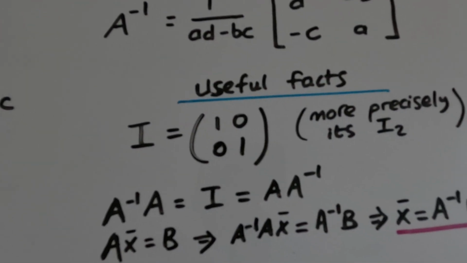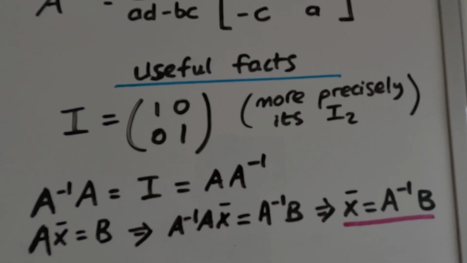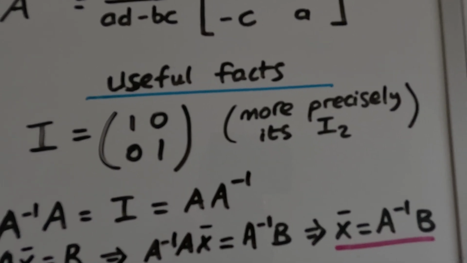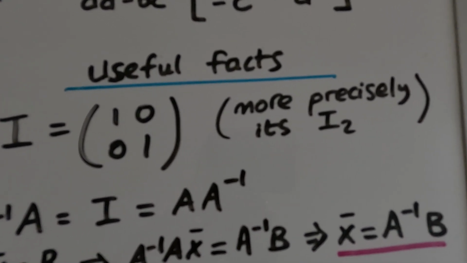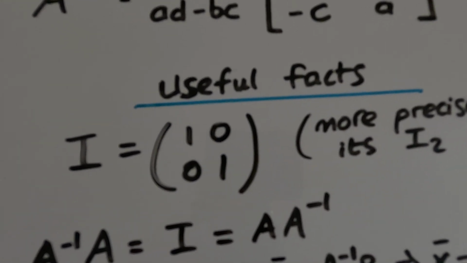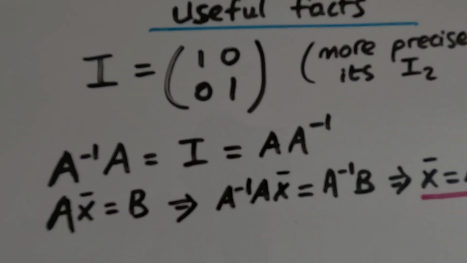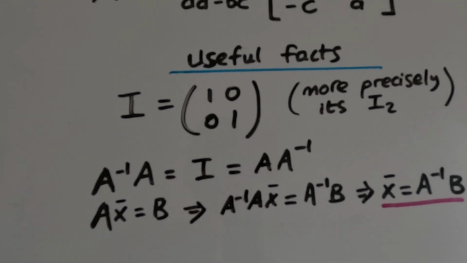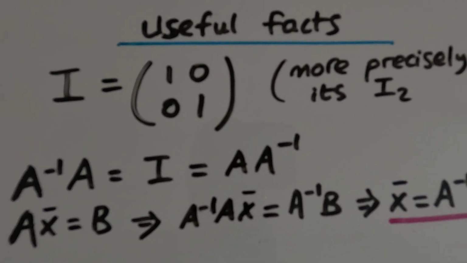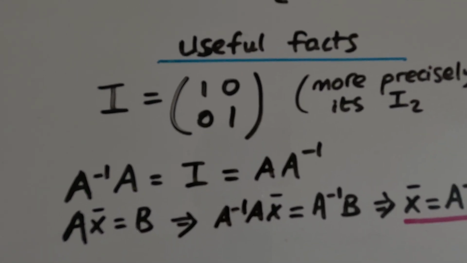Some other useful facts to know: this thing called the identity matrix, I, is equal to 1, 0, 0, 1, which is more or less 1. You multiply any matrix by I, you just get the matrix itself, it doesn't change it. Now that is technically speaking I2, but we will ignore the 2 because we're working in a 2 by 2 system, and that's pretty obvious. So when you have a matrix A and you pre-multiply by A inverse, so A inverse A equals I, which is the same as A, and then post-multiplying by A inverse. So it doesn't matter the order you do it, you're always going to get I.